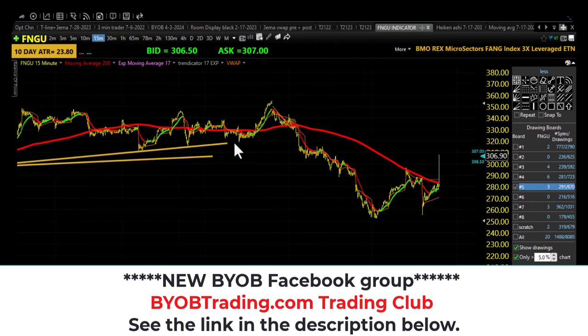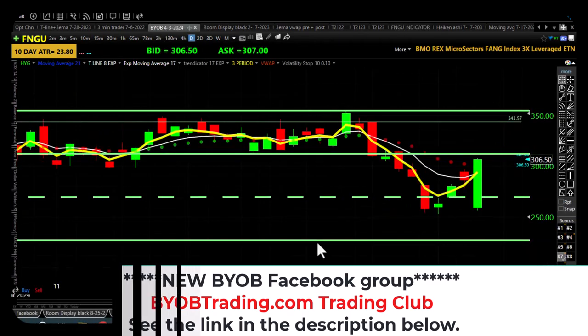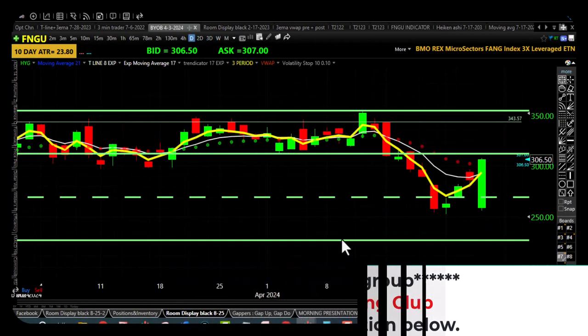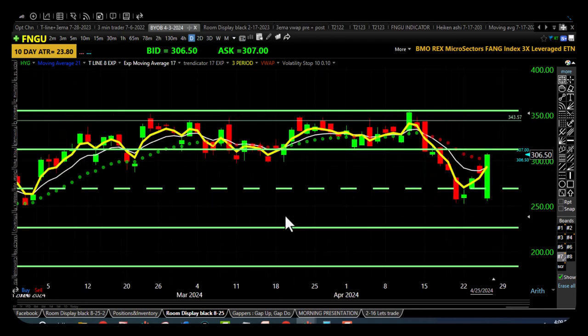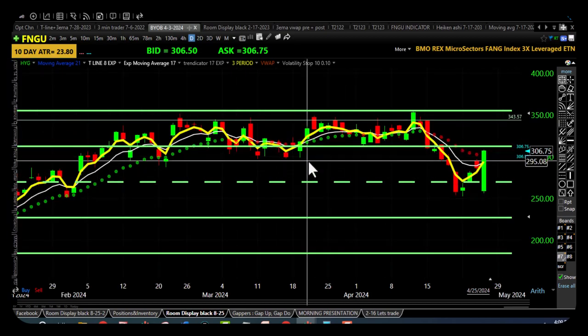All right, so now let's go back to our charts. Here's our FNGU chart. Look at that. Wow, that's a pretty green candle if you ask me. Look at that. Isn't that a pretty green candle? Haven't seen one of those in a long time. Feels like Christmas.